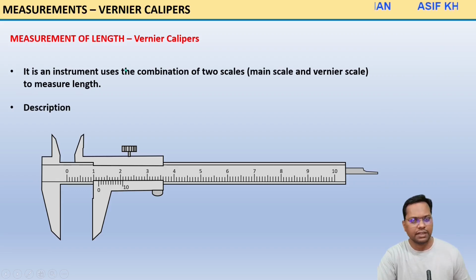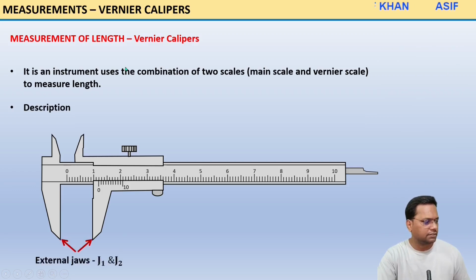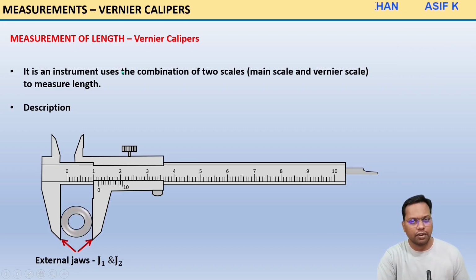Now the next part. The first part is the main scale, the second part is the Vernier scale, and the third part is the external jaws. The jaws at the lower part of the main scale, J1 and J2, are the external jaws. They are used to measure external dimensions. For example, if you have a ring and want to measure its outer diameter, the ring is inserted between the two jaws J1 and J2 as shown in the figure, such that the two jaws touch the outer circle of the ring.